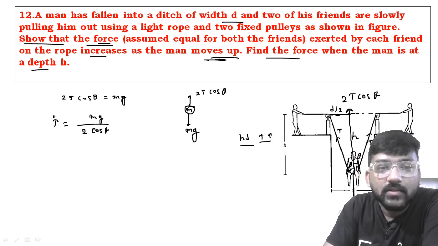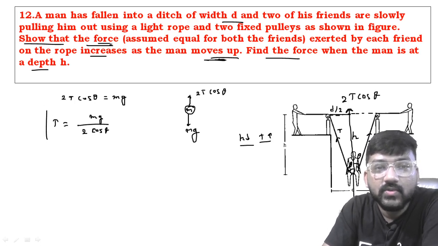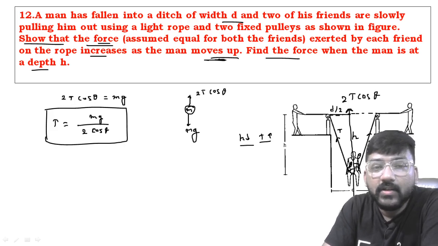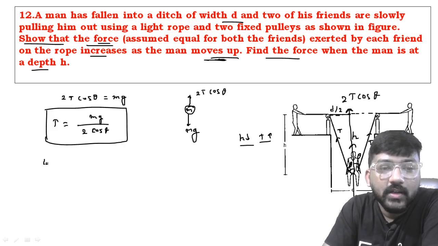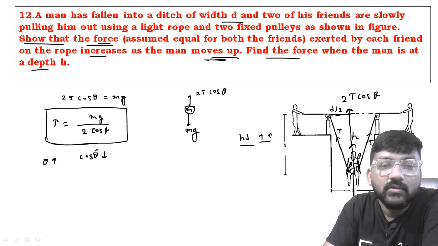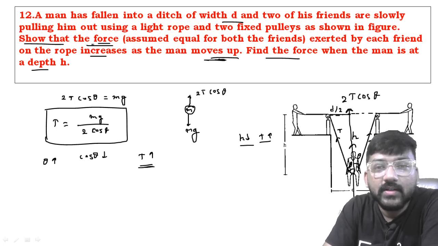You can see from this equation that we can show this. Let us first find the first question: that the force exerted by each friend on the rope increases. You can see from this equation that when the man moves up, theta will increase. When theta increases, cos theta will decrease, and as soon as cos theta decreases, T will increase. So you can say that the force exerted by each friend on the rope increases.